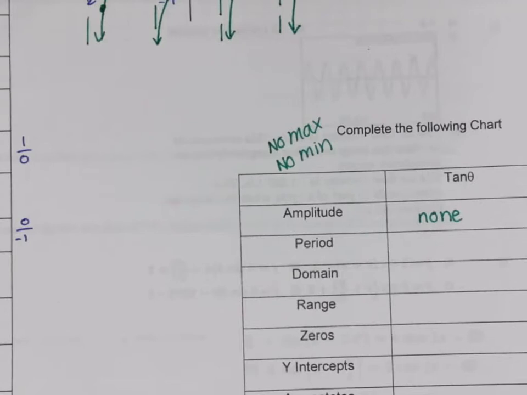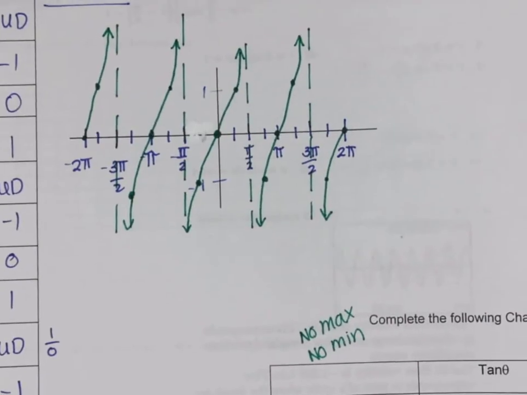Period of this function. So you're looking for asymptote to asymptote. Pi.